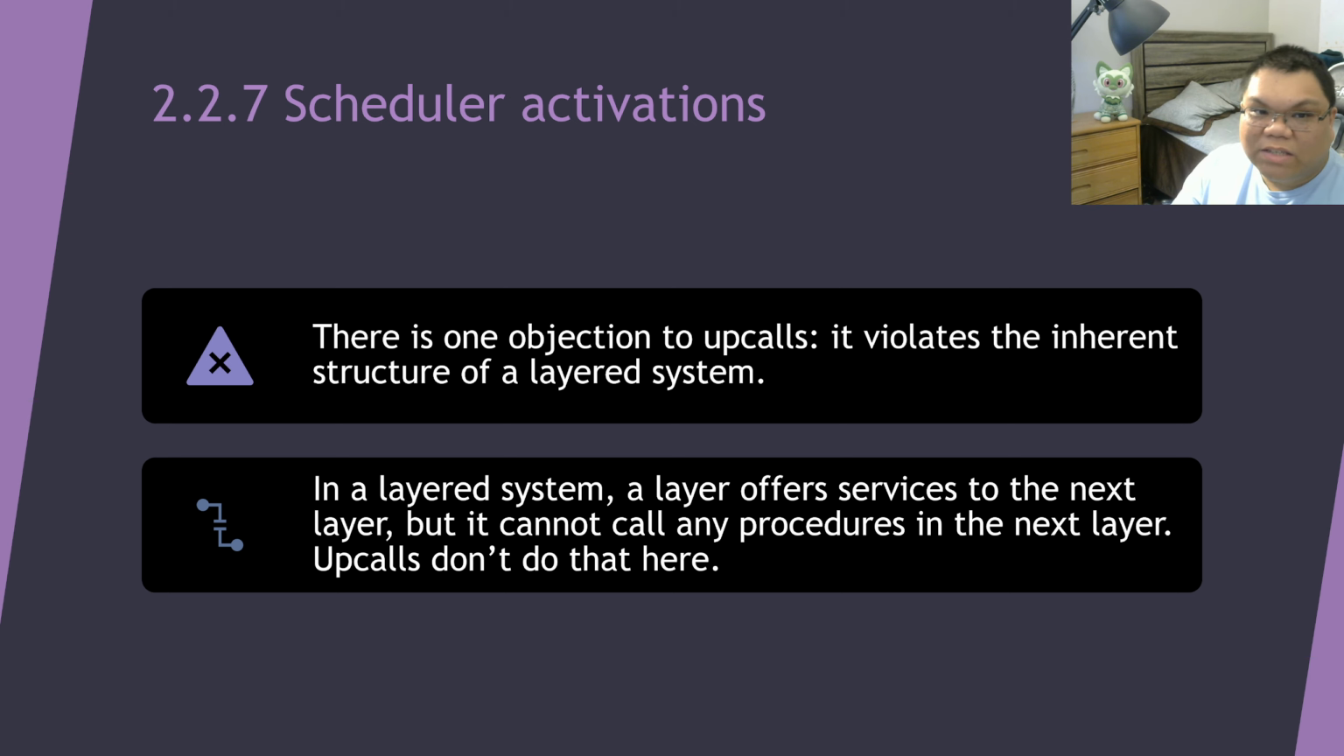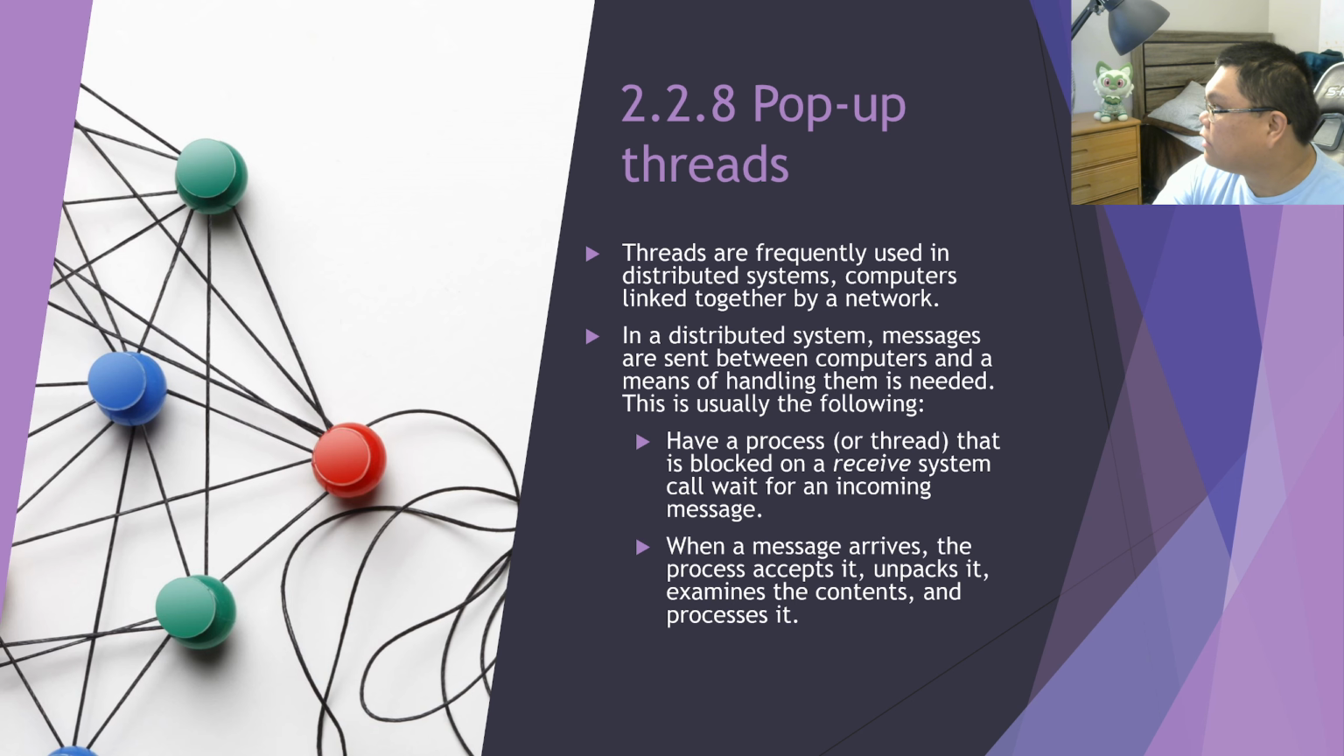So that's the one objection to schedule activations. Here is an application of threads that you might see on a distributed network. A distributed network is basically a bunch of computers linked together by a network. In a distributed system, we have messages being sent back and forth between computers.